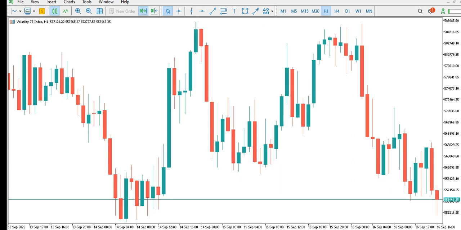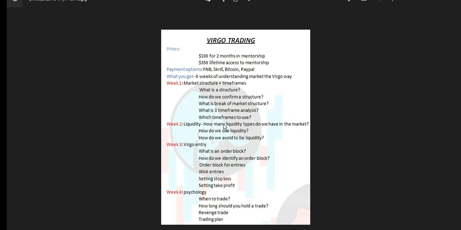On week 2 is what we'll be dealing with. Let's look here quickly. We'll be dealing with liquidity. The topic there is how many liquidity types do we have in the market, how do we use liquidity, and how do we avoid being liquidity.